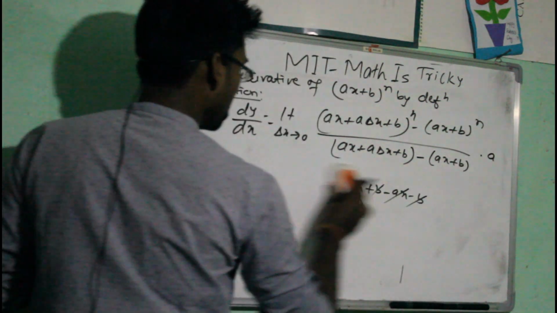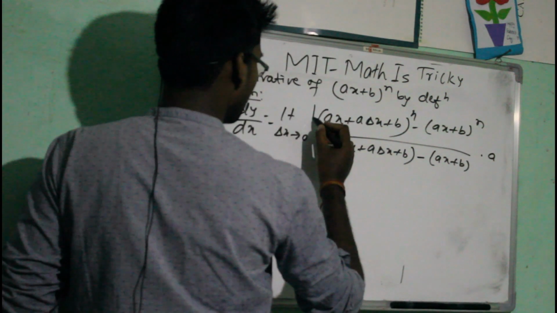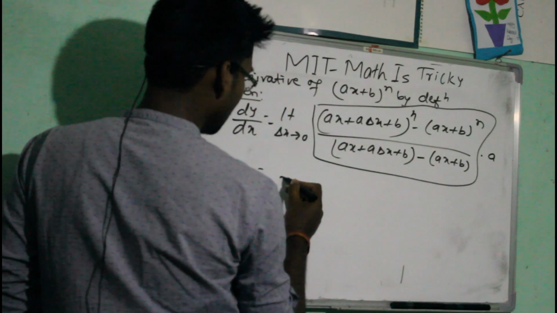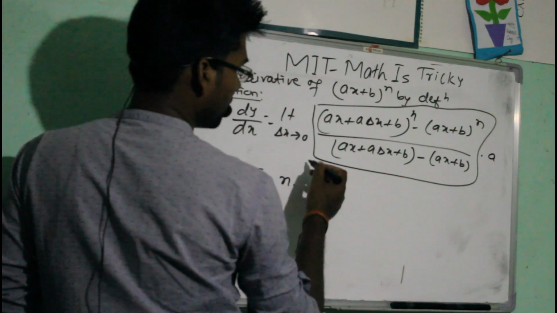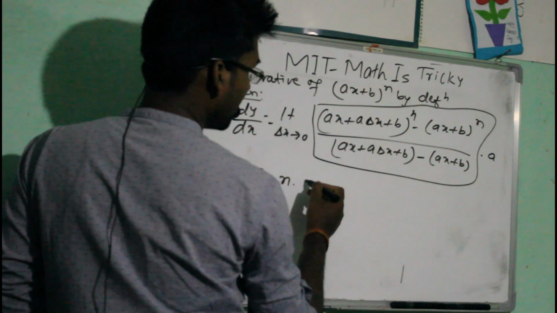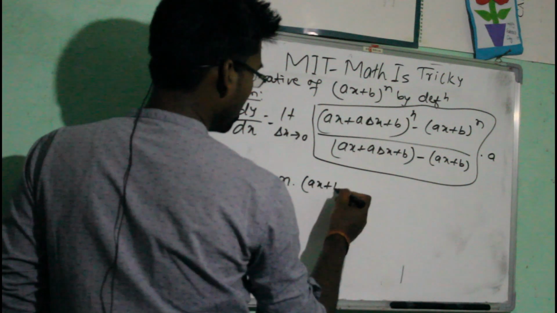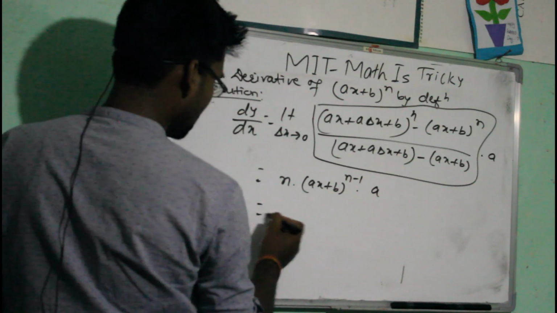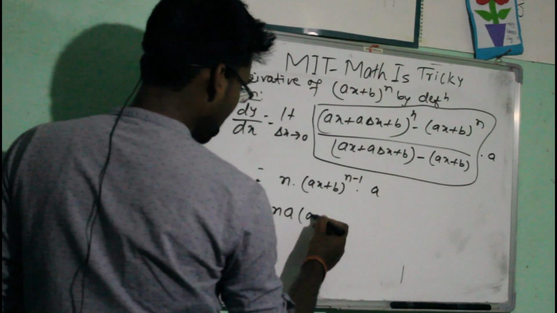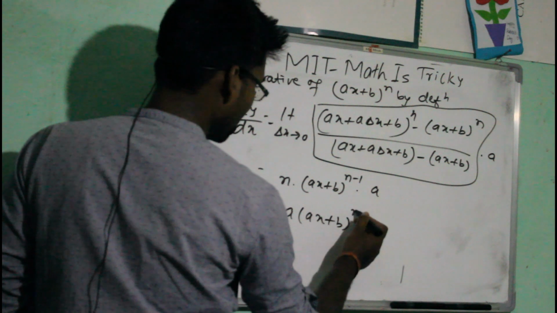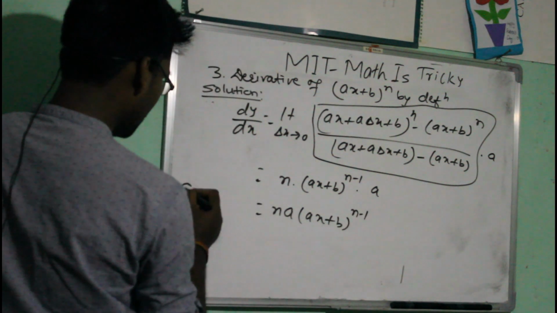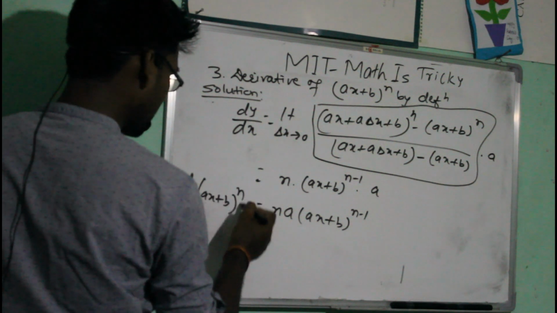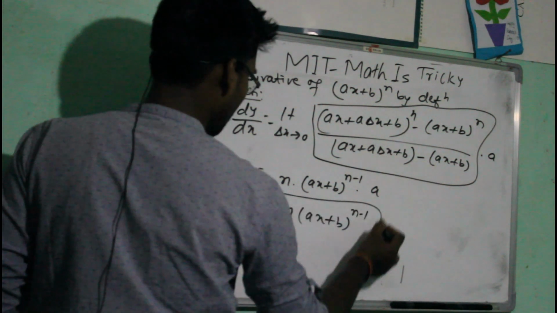Now for this we can use a formula, simply the limit formula, so n (a x plus b) whole power n minus 1 into a, that is, n a (a x plus b) power n minus 1. This is the derivative of d by dx of (a x plus b) to the power n. This is your final answer.